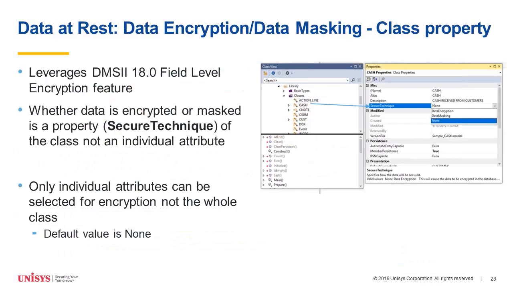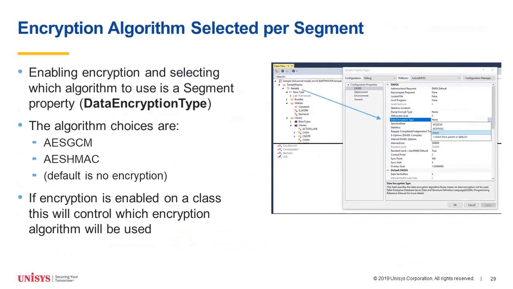However, only individual attributes can be selected for encryption, not the whole class. So while you define whether you're going to use either masking or data encryption at the class level, the individual attributes are what need to be set in order to enable the encryption. Similarly, if you've decided to use encryption, the actual algorithm that is used for encryption is based on these choices that Thanga mentioned earlier.